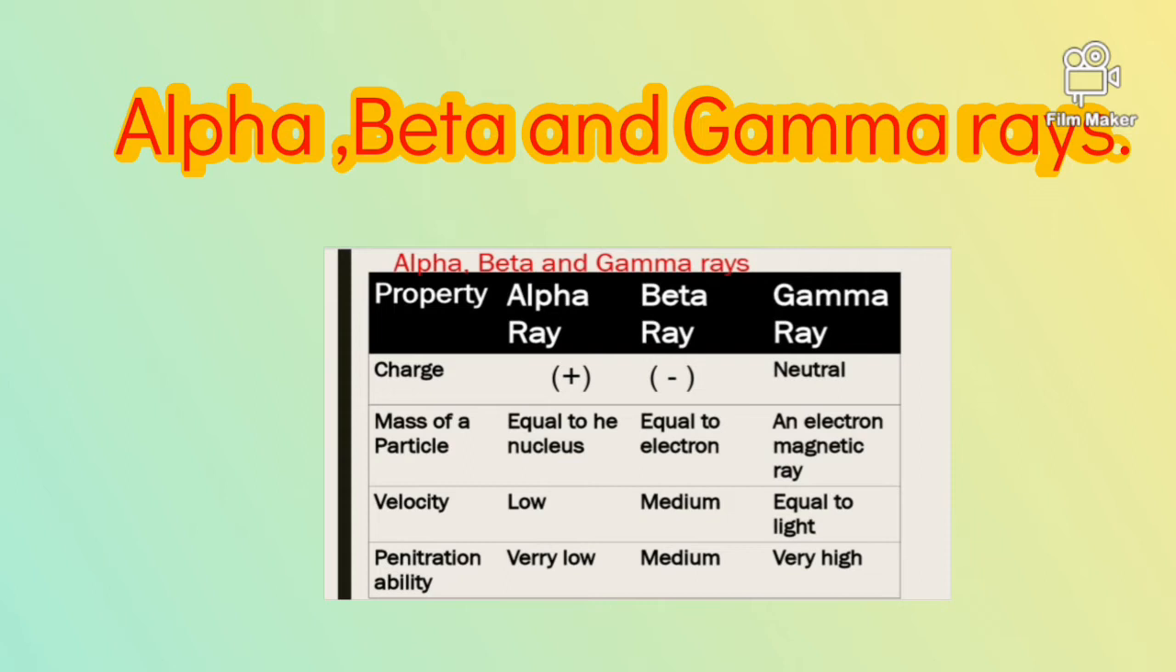Penetration ability. That means the ability to penetrate matter. The alpha particle's penetration ability is very low. Beta particles have a medium ability. Gamma rays have a very high ability to penetrate matter.